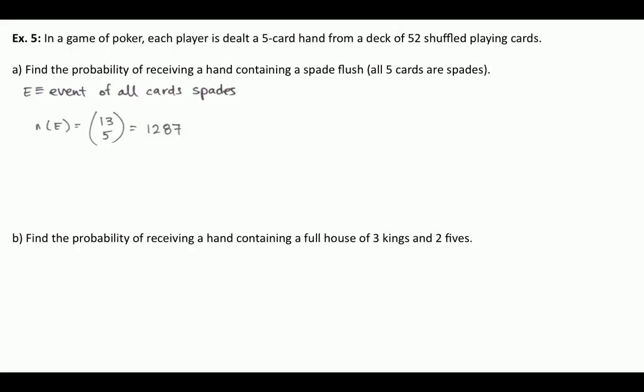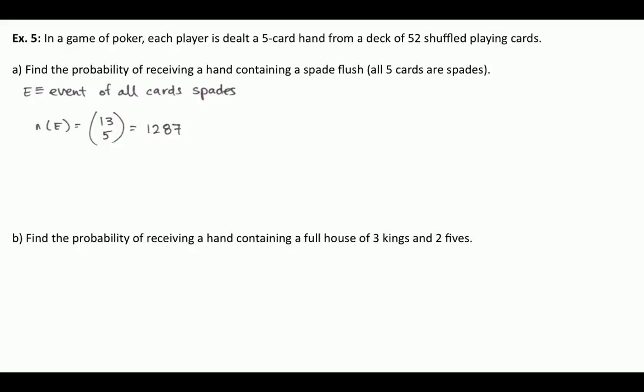The number of ways that can happen is, we have 13 spades to choose from, and we're going to take 5 of them. So we get 13 choose 5. You could imagine, if this is the way you like to think about it, that you've taken this deck of 52 and split it into 2 piles: the spade pile, of which there are 13, and the not-spade pile, of which there are 39.